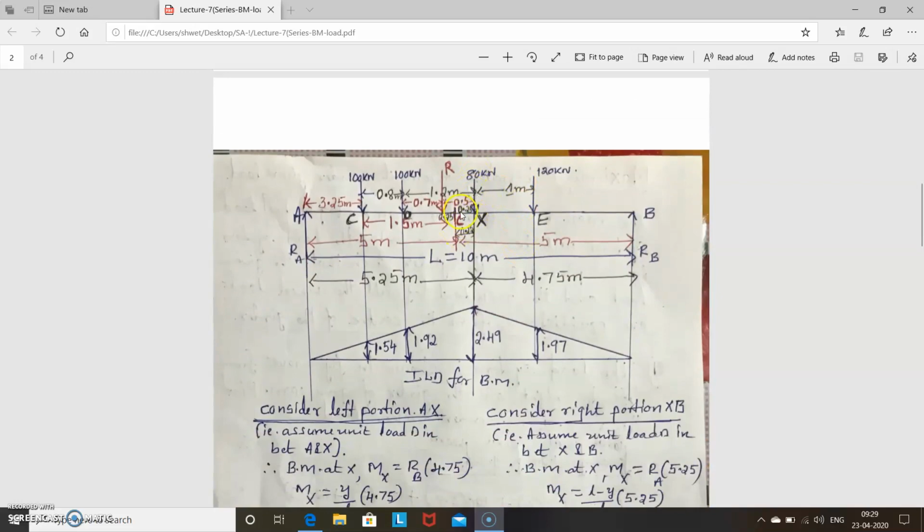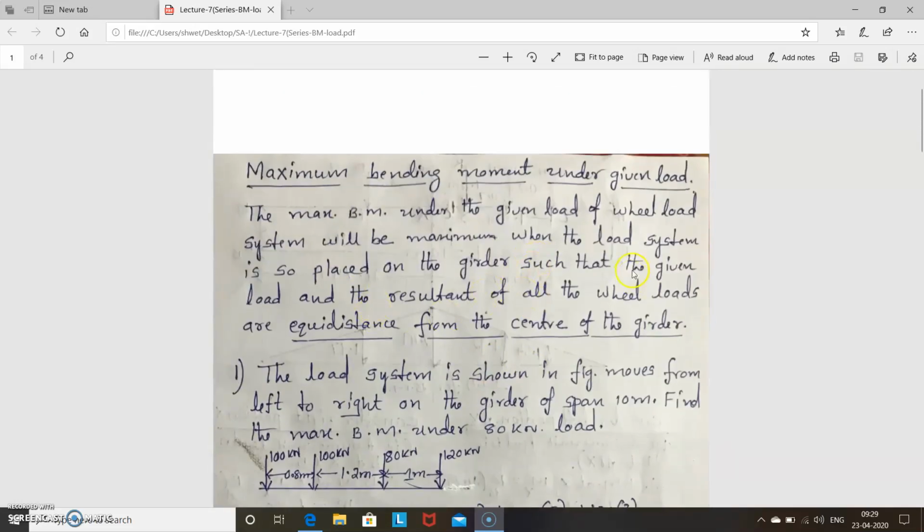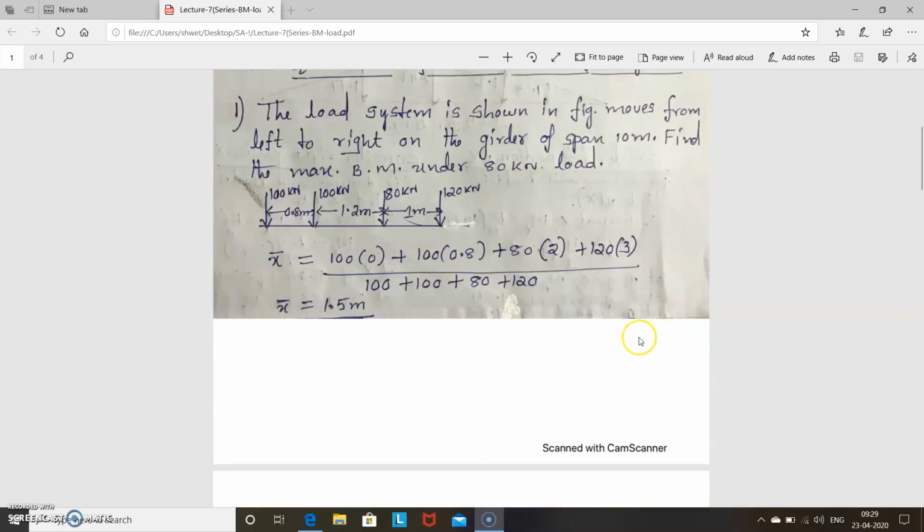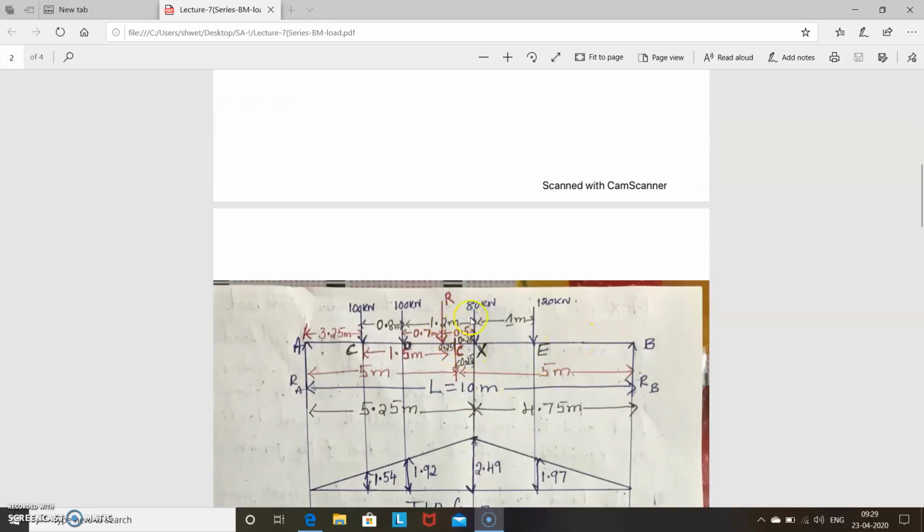Now you have to mark the center. What it says, this last line: the given load and the resultant of all the wheel loads are equidistant from the center of the girder. So this is the resultant and this is 80. These two are equidistant from the center. Means you have to mark the center point here, because the center lies at equal distance from the resultant as well as the given load. Now you mark the center point. Total distance is 10, so center means 5 meter this side and 5 meter this side.